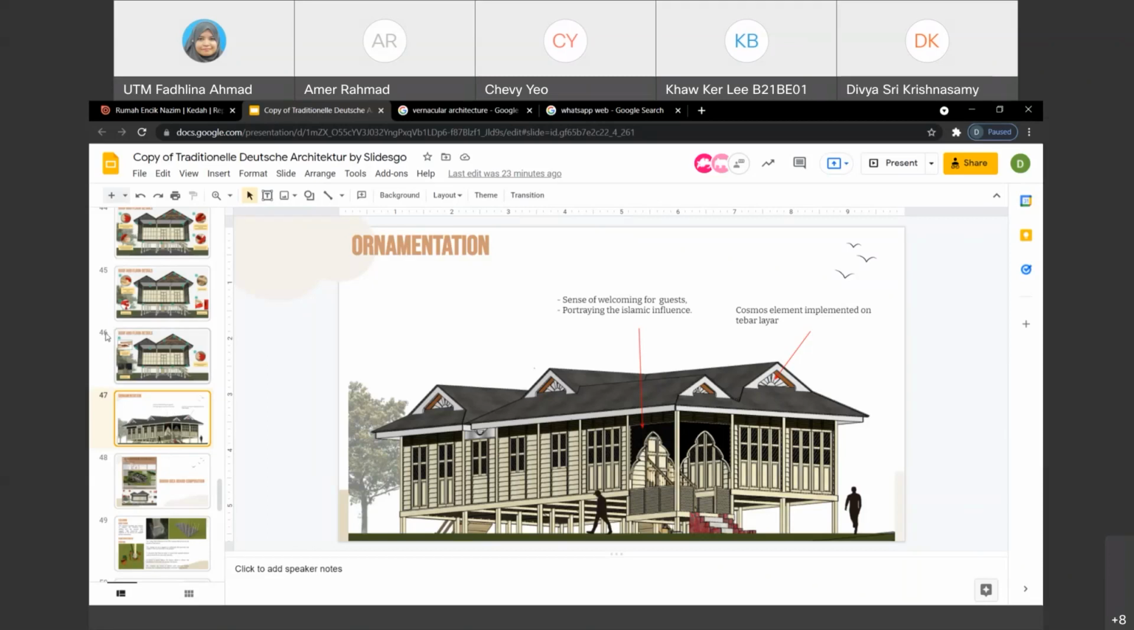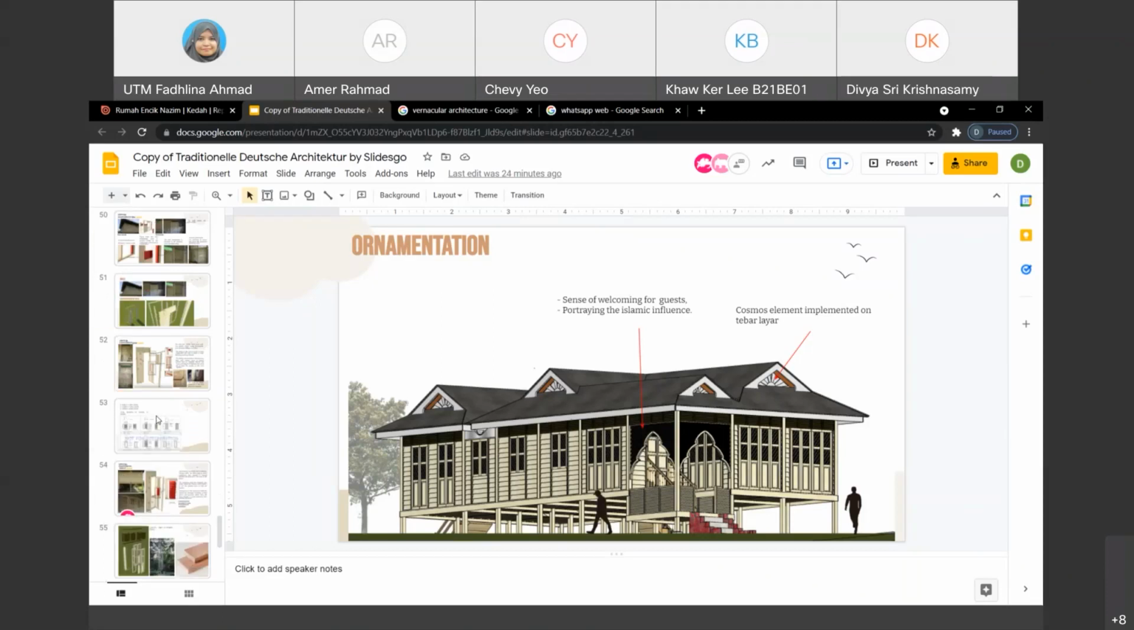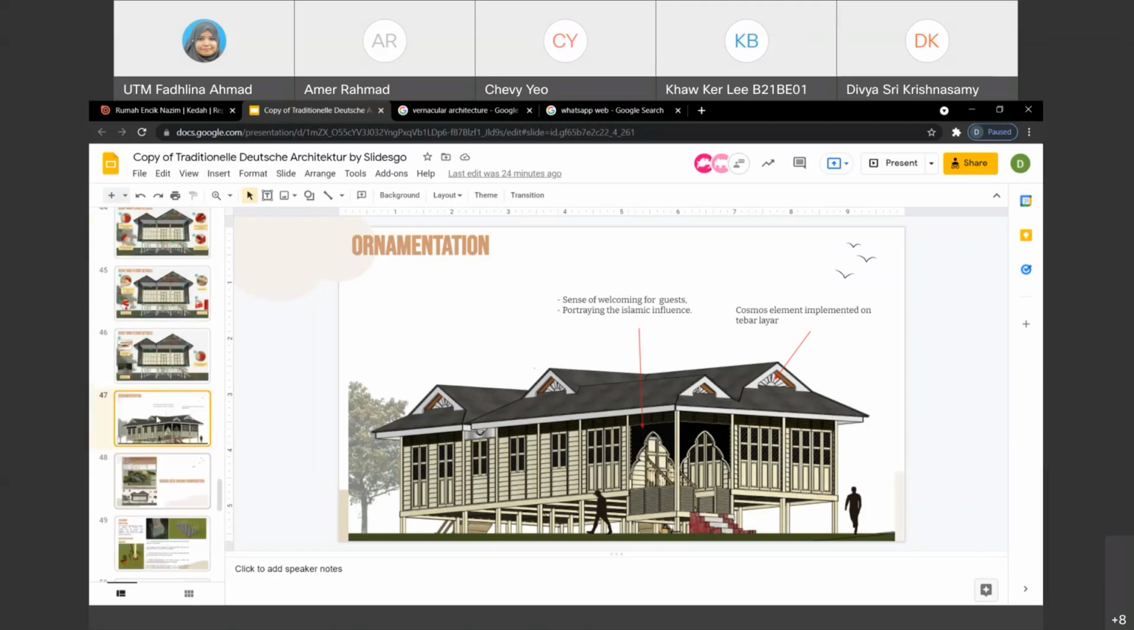Reject. Okay. Tapi apa yang saya nak tunjuk sini, sense of welcoming for guests ada kubah tu, to portray the Islamic influence and cosmos element implemented on the table layar. Alright. So next slide, please.